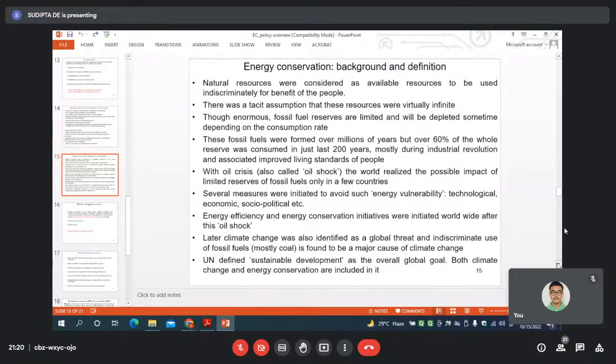Similarly, energy conservation has also come under the clean and affordable energy section. I don't remember the number, most probably 7 or 9. Anyway, clean and affordable energy supply is one of those 17 climate change goals. One is basically related to energy, and another is related to the climate change aspect. So all are now encompassed within the definition of sustainable development.